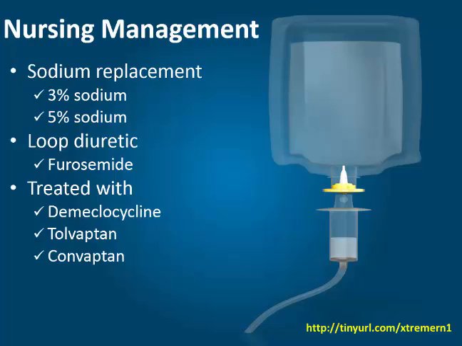Demeclocycline can be used in chronic situations when fluid restrictions are difficult to maintain. Demeclocycline blocks the effect of ADH on the renal tubules, which results in a more dilute urine. Vasopressin receptor antagonists like tolvaptan and conivaptan are used to treat euvolemic hyponatremia in hospitalized patients. These medications must be watched closely to prevent rapid correction of serum sodium.